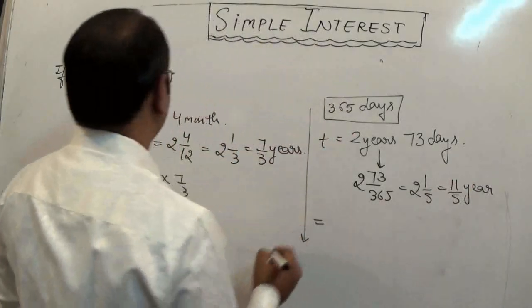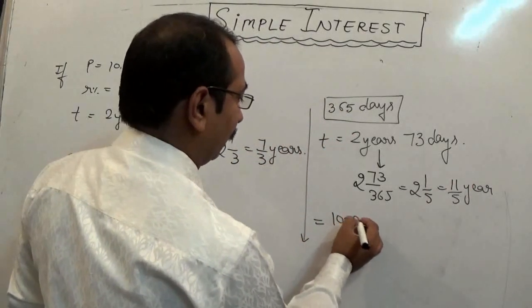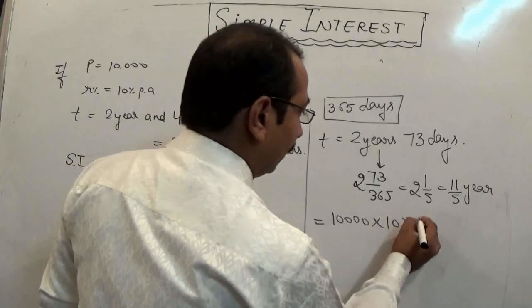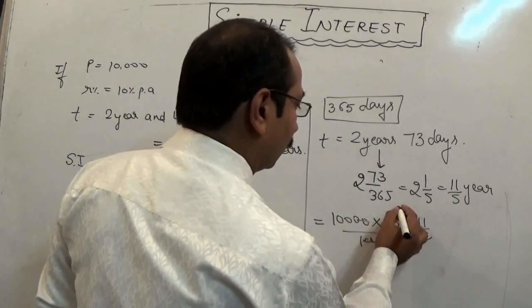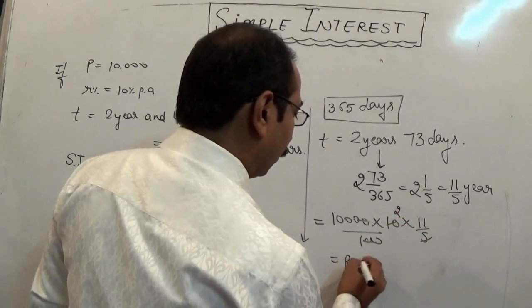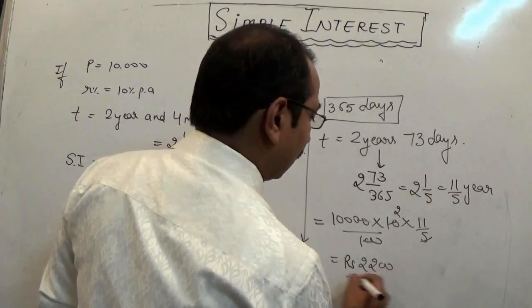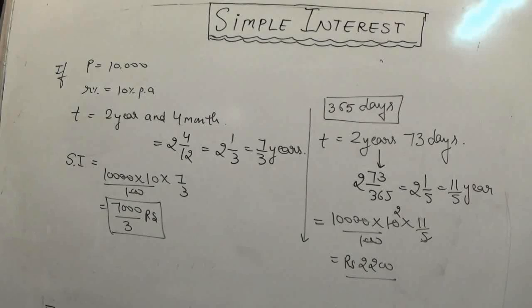Now just put it as principal into rate into time upon 100. Just solve it. 5 will go into 10 two times, and the answer is equal to rupees 2200. This is taken as the simple interest.